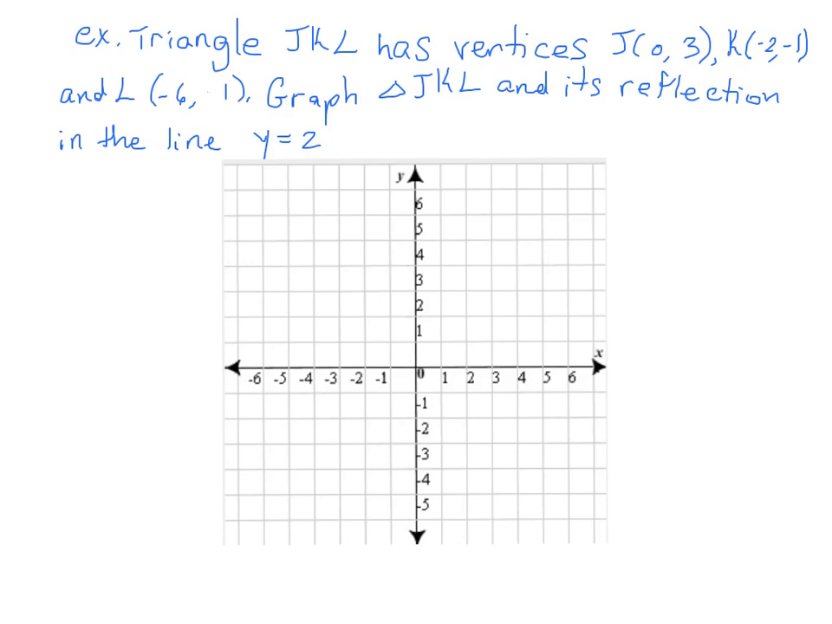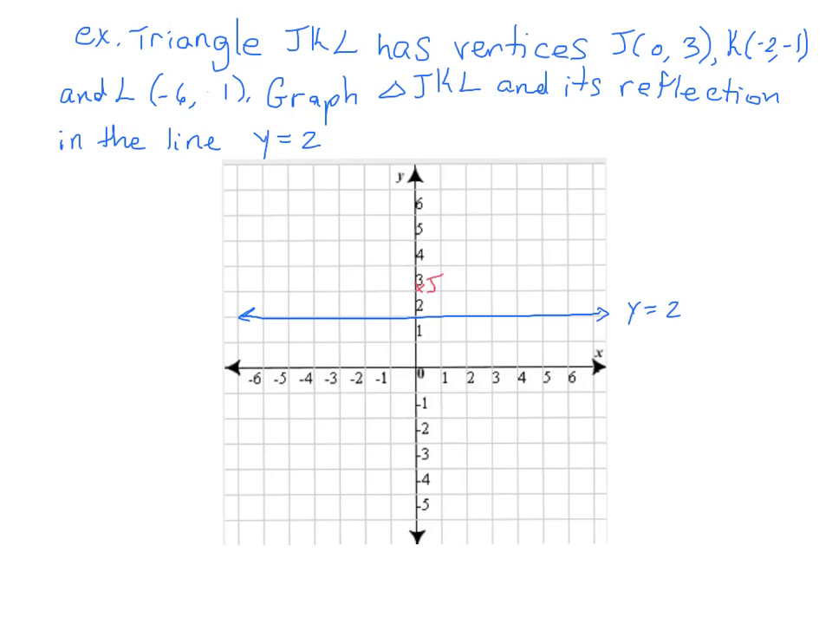In our previous example, our line of reflection was vertical. However, in this example, as you can see here, our line of reflection is y equals 2. Hopefully you recall that a line y equals 2, or y equals anything, is a horizontal line. However, not to panic, because this is treated in exactly the same way. The line of reflection works in the same exact way, and you will see as we go through the example. Let's first plot the original triangle. So we have 0, 3 right here.